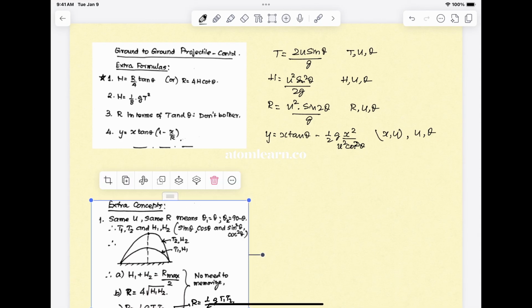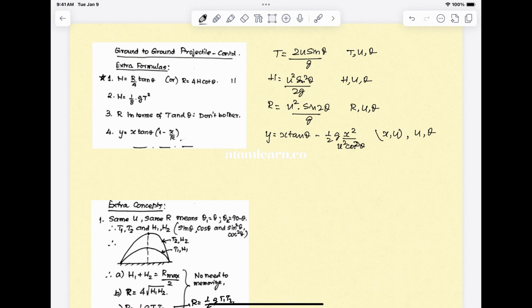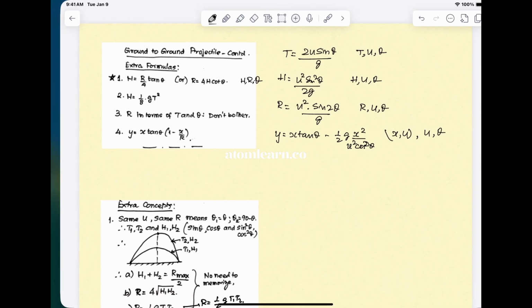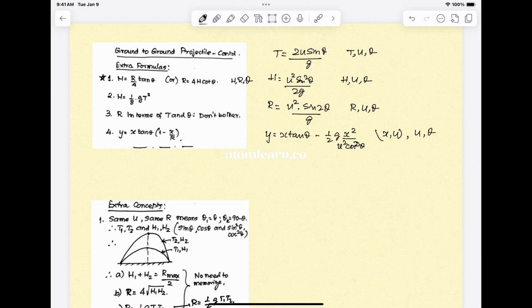Now we take extra formula number 1. Extra formula number 1 is giving the relation between h, r and theta. Okay, that is a new combination. Then the second extra formula is giving the relation between h and t. Then the third extra formula, even though I have not given it, can be made to give the relation between r, t and theta.